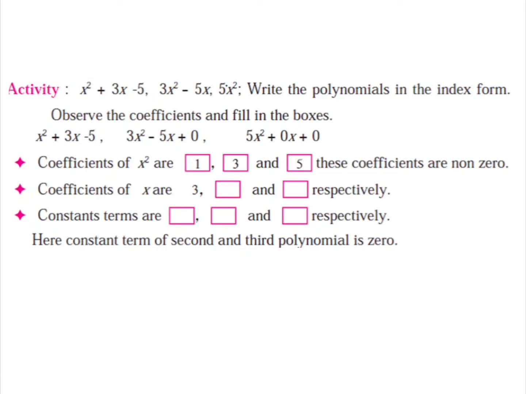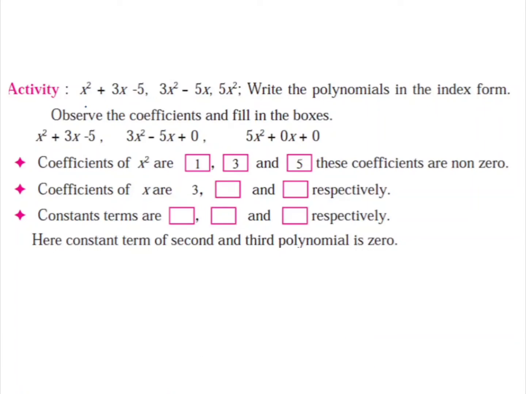So here we must understand how to write any quadratic polynomial in the index form or any polynomial in the index form. So when we have to write any polynomial in the index form, that means we have to write that polynomial according to in the descending order of power of the variable it contains. So here in all these polynomials the variable is x, and as it is a quadratic polynomial, we must write these polynomials in the descending order of power of x.